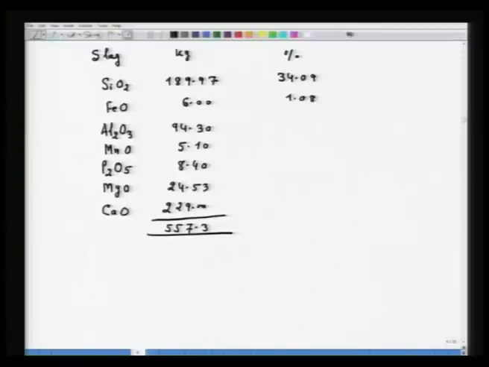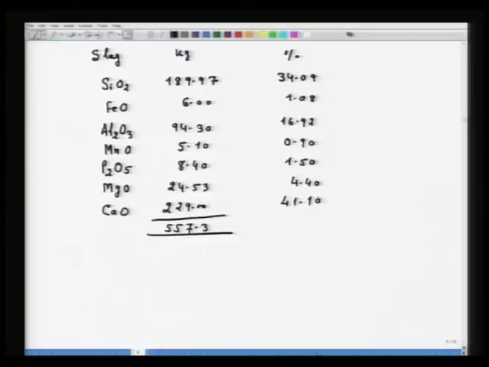1.08, 16.92, 0.90, 1.50, 4.40 and calcium oxide is 41.10.